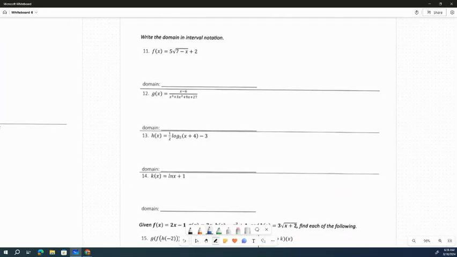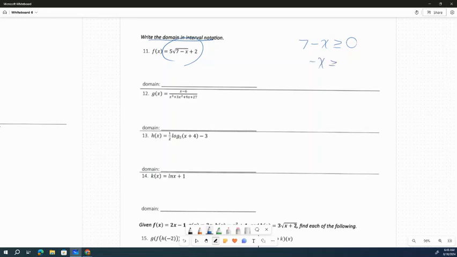The next question that was talked about was domain. Remember, when you're dealing with square roots, the radicand has to be greater than or equal to 0. If it was an odd root, like a cube root or a fifth root, it's all real numbers, no big deal. But if it's an even root, that radicand must be greater than or equal to 0. And then you just solve.